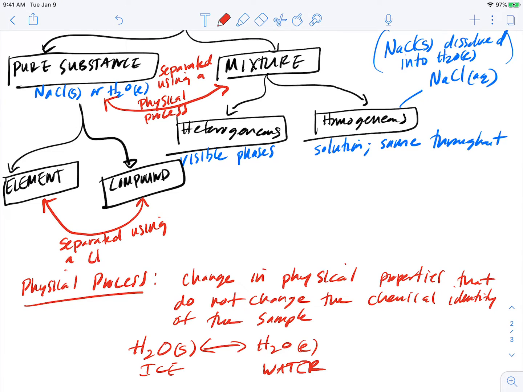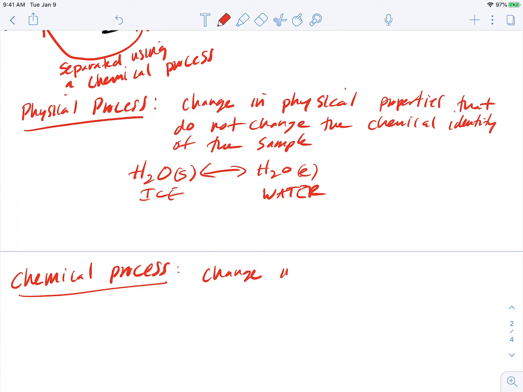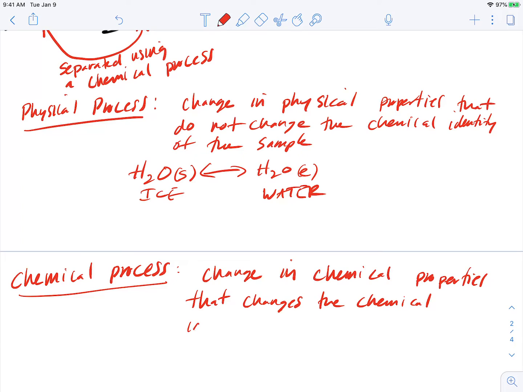Using a chemical process. So when we make a compound, we are forming chemical bonds. The only way to break those bonds is a chemical process. And so let's define a chemical process right here. So this is a process where we see a change in the chemical properties that changes the chemical identity of the substance.